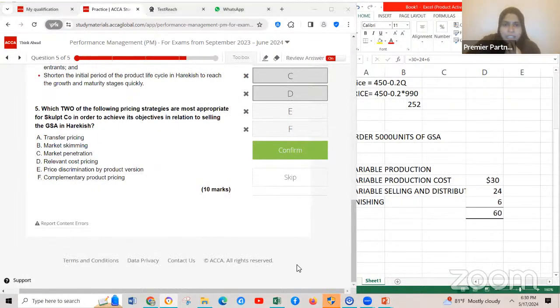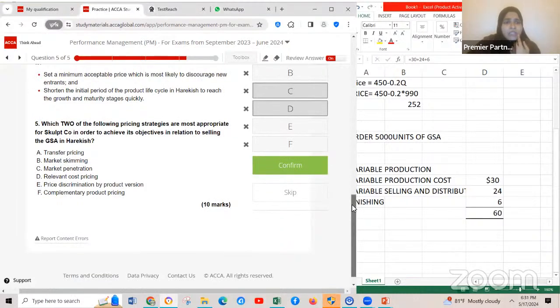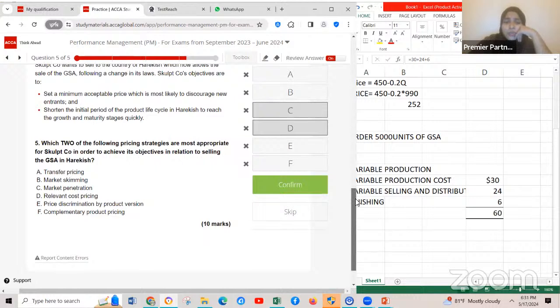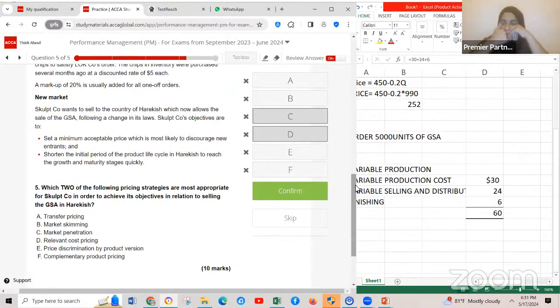I don't know. Do you all agree with my answers? Or are you saying B? Market skimming? No, not market skimming. You can't charge a high price when they want to discourage entrance. If they want to discourage entrance, why will they charge a high price? It can't be B. You all tell me what you all are going by. No, it's this. They say Sculpco wants to sell to a country of Hakish, which now allows the sale of the GSA following a change in its laws. They want to set a minimum acceptable price, not a maximum price. Minimum price meaning a price that is acceptable by all. And they are trying to discourage new entrants.